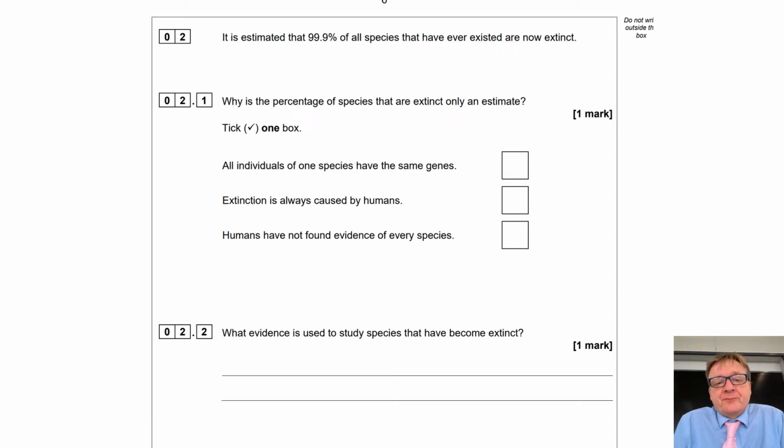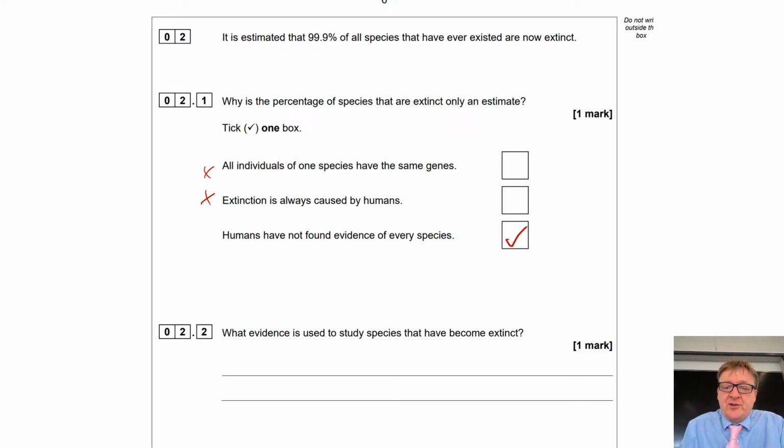Question number 2. It is estimated that 99.9% of all species that have ever existed are now extinct. Why is the percentage of species that are extinct only an estimate? All individuals of one species have the same genes. Well, that's a load of rubbish. Extinction is always caused by humans, when it isn't, because the dinosaurs weren't. Humans have not found evidence of every species. We don't know. There might be some tiny little mouse from 1 billion years ago that we're not aware of. So we can't say that that actually existed or not. So it is just an estimate.